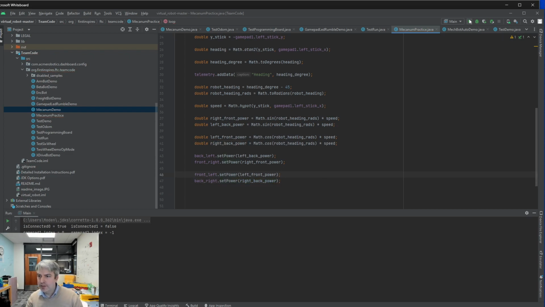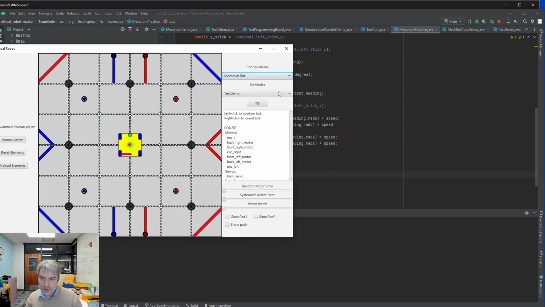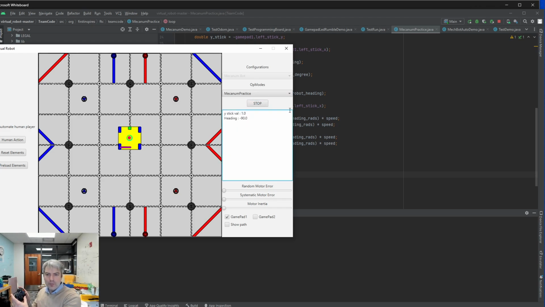All right, let's try and run this and let's see how we do. I think everything should be good. I think we have the speed set. Let's go into Mecanum practice. We're going to init, start. Let's hit this. We're going to be able to drive in any direction. And that's how we convert our physics and our math into code.